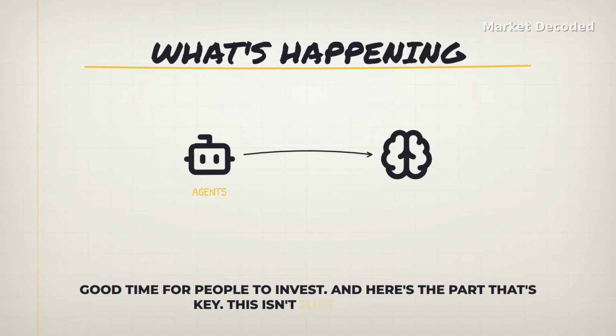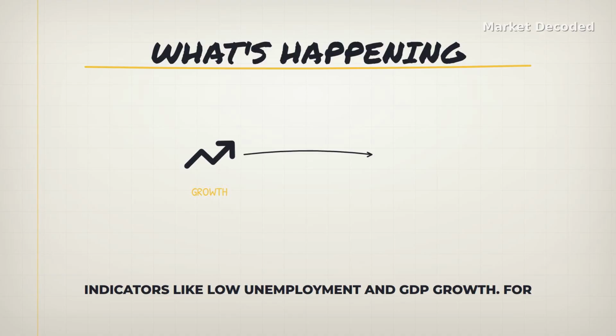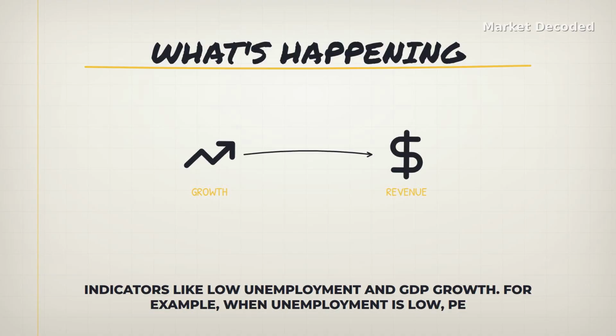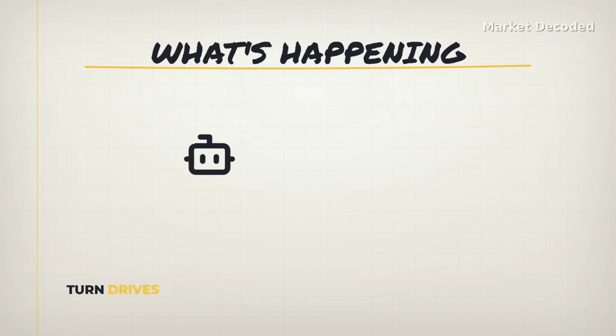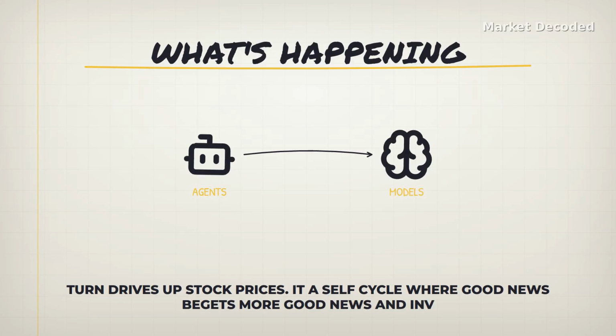And here's the part that's key. This isn't just about feelings or hunches. Bull markets are often driven by strong economic indicators, like low unemployment and GDP growth. For example, when unemployment is low, people have more money to spend, and businesses tend to do well, which in turn drives up stock prices. It's a self-reinforcing cycle, where good news begets more good news, and investors become even more confident.